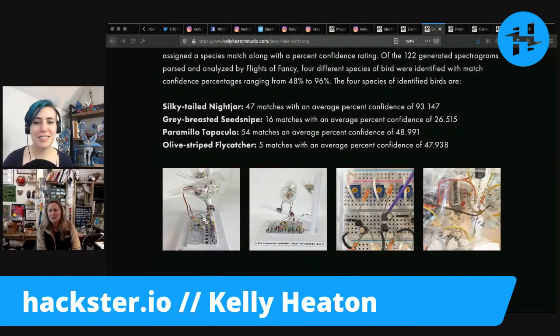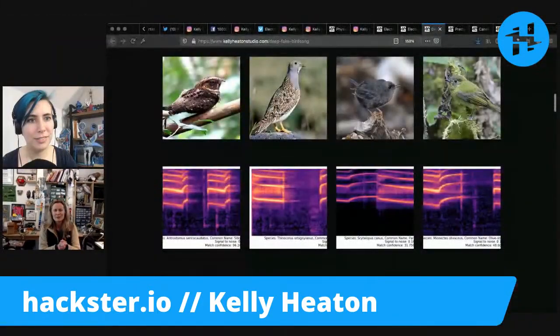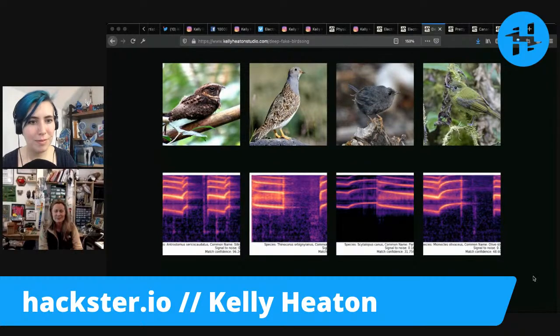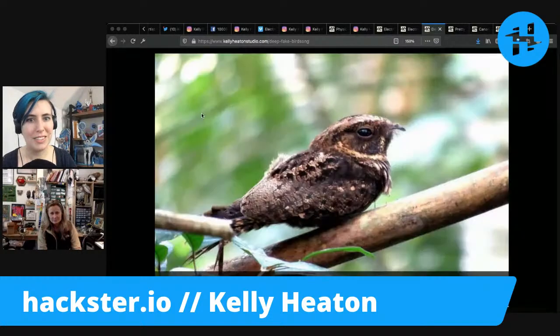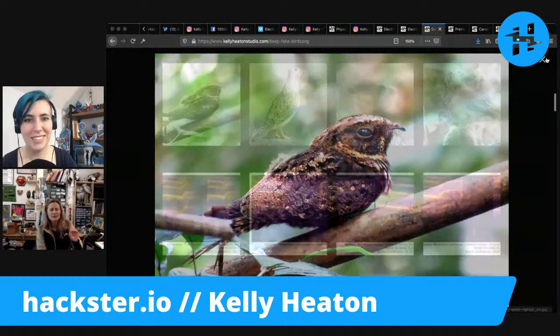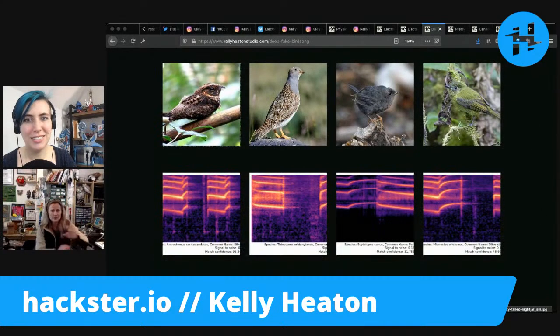Yes. So this project got even more interesting because a colleague of mine from college, Nico Arcia, who is a bird biologist and conservation specialist, I talked to her about it. I said, this is so interesting, Nico. Why is it that Johan's software is picking out this silky-tailed nightjar? And she offered a theory, and again, we haven't tested this.